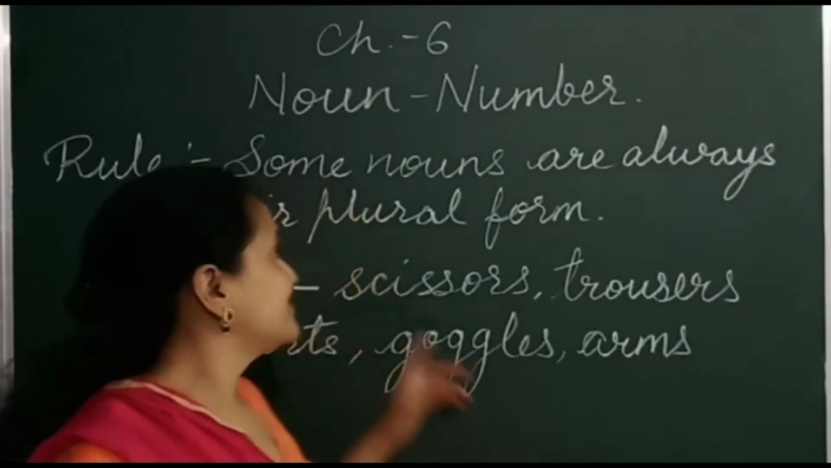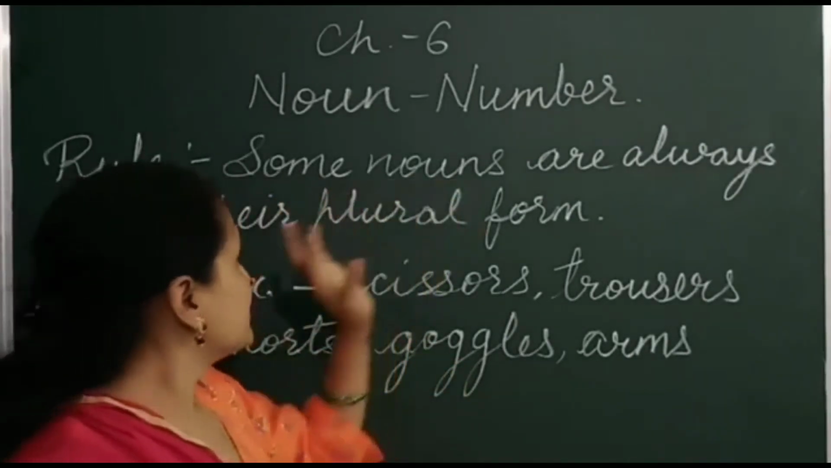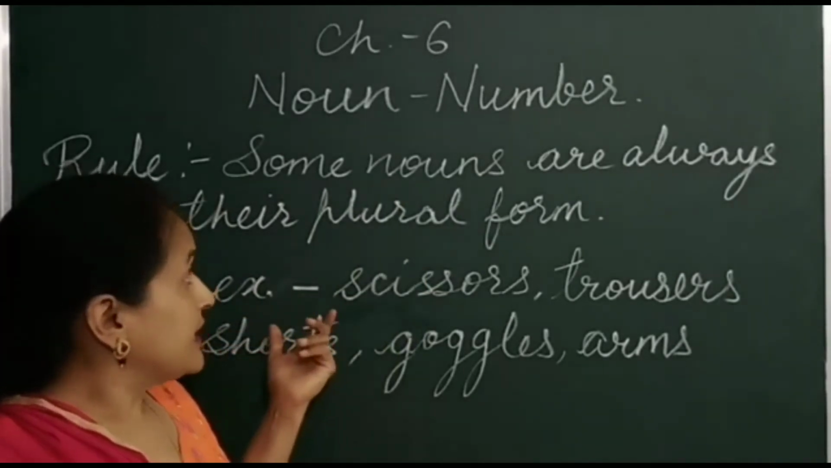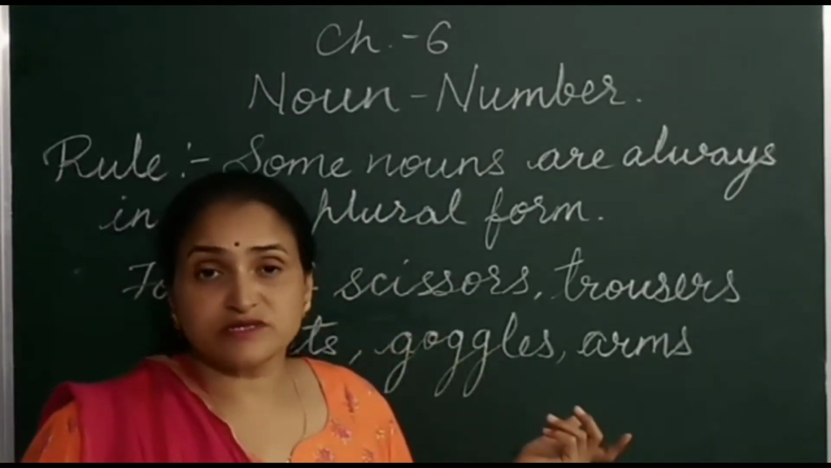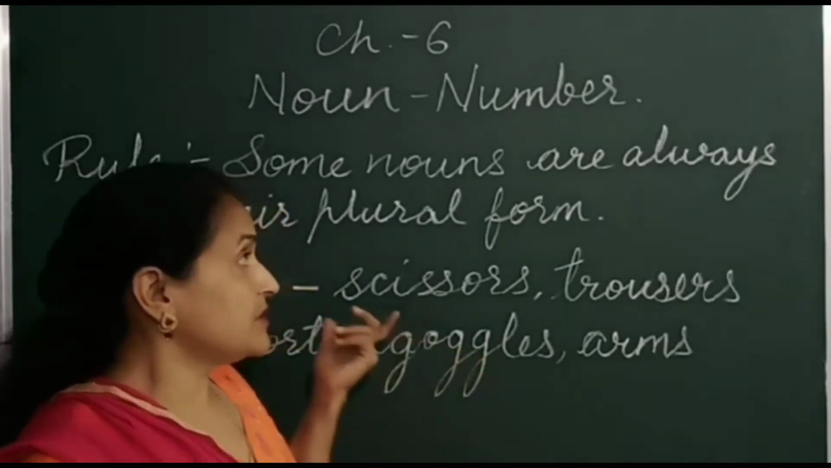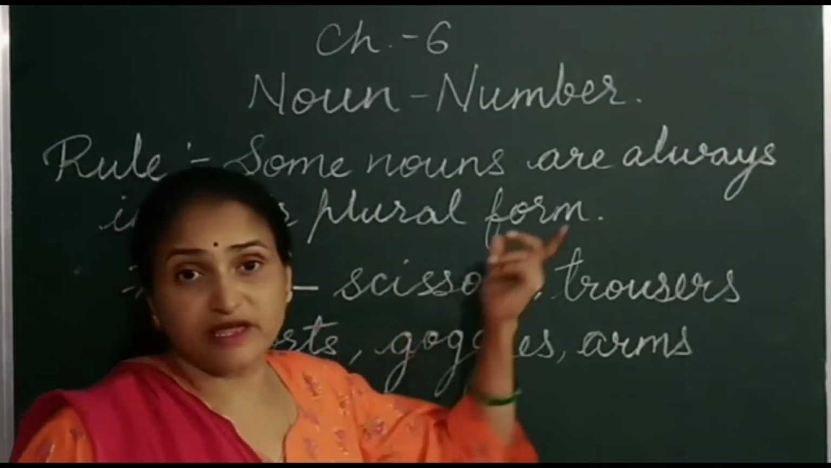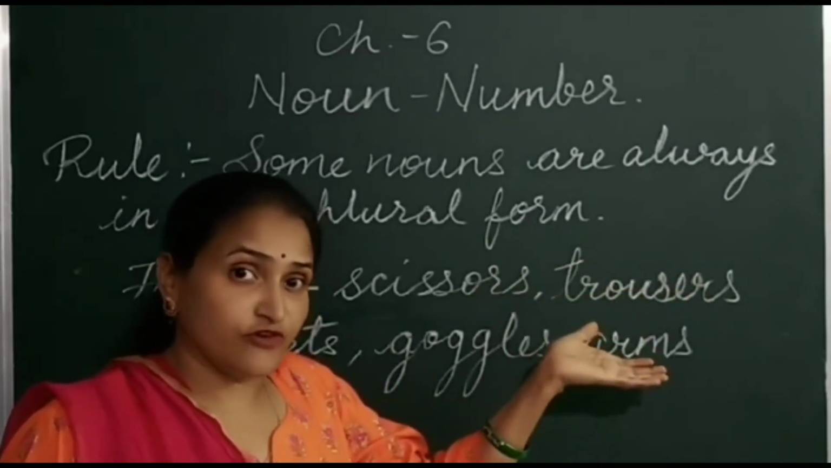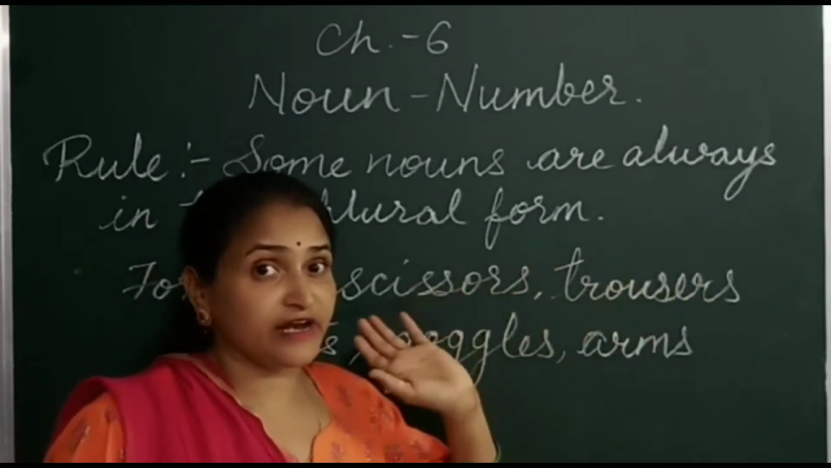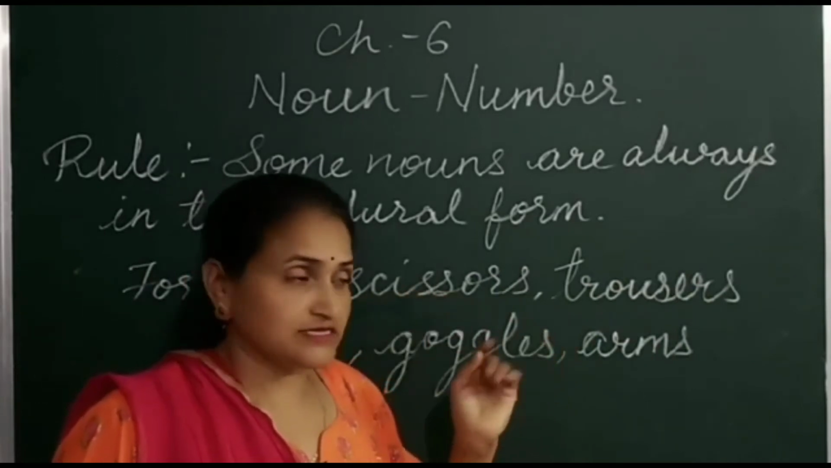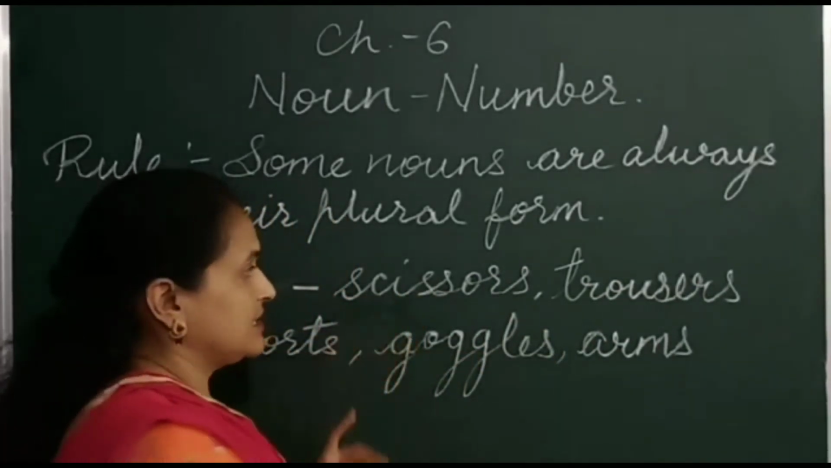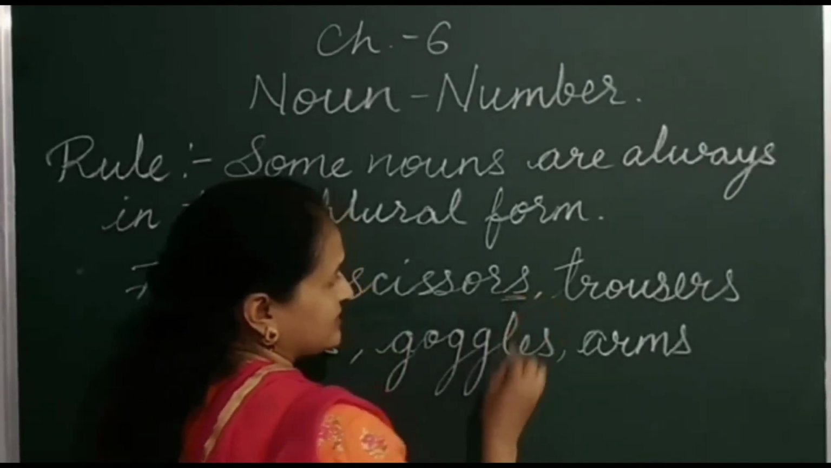Now next is some nouns are always in their plural form. It means there are some nouns that are always in plural form. It means it is already added with the letter S. For example, scissors. Scissors, it is ending with S.